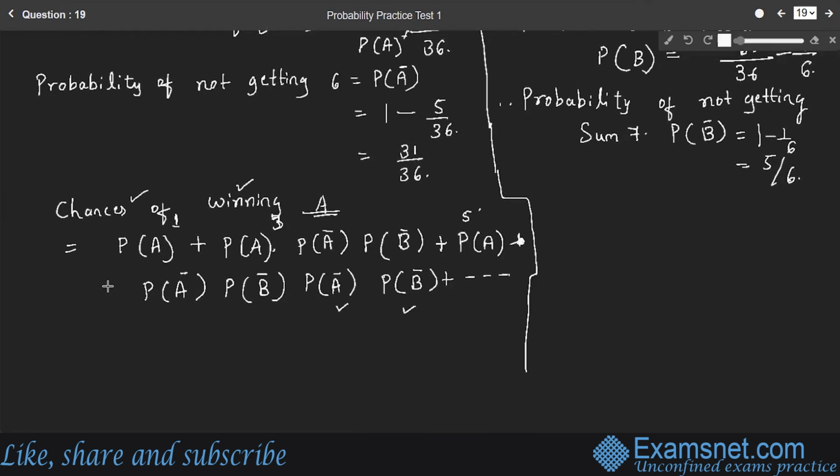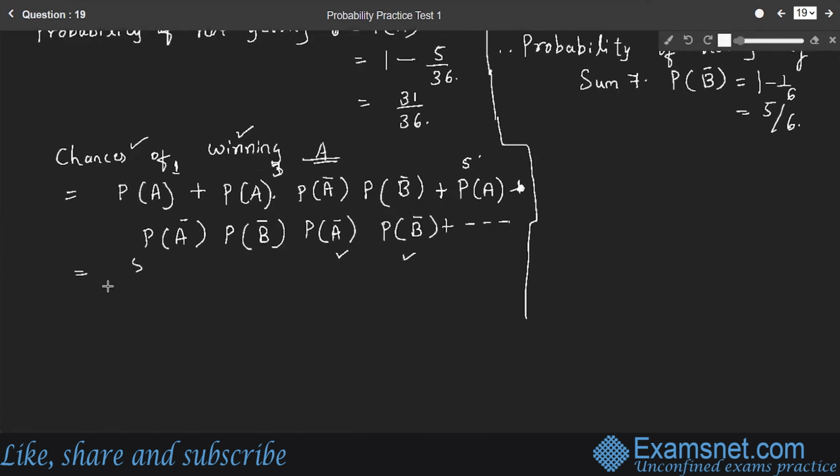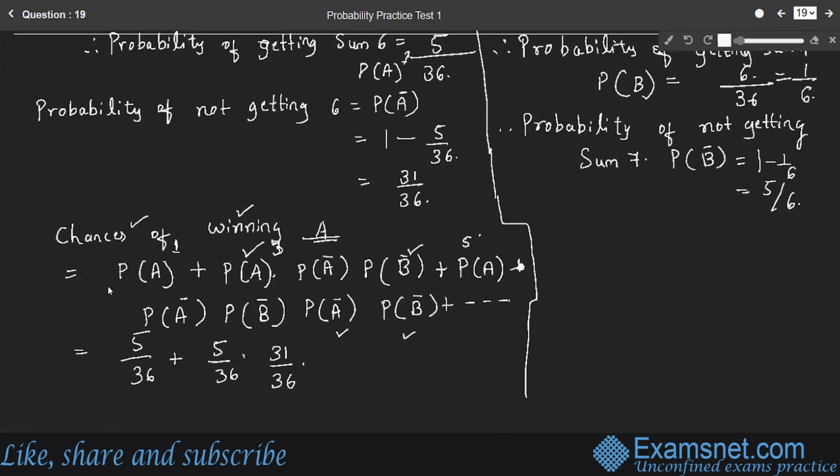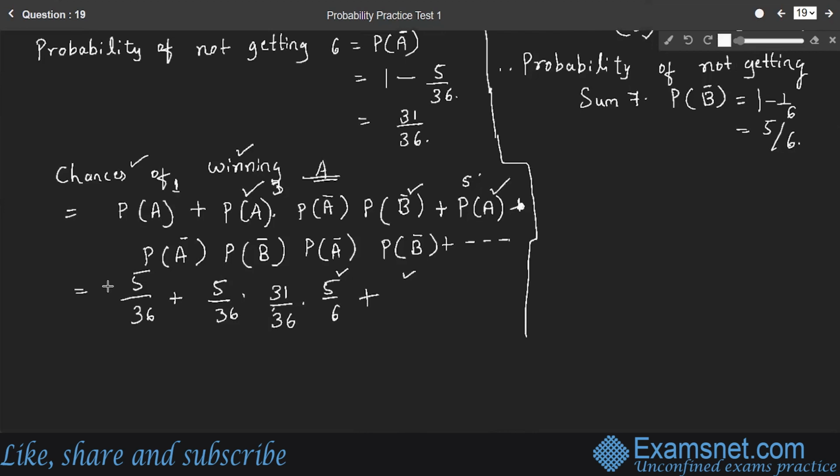So for chances of winning A, here probability of getting 6, P of A, is how much? P of A is 5 by 36. 5 by 36 plus again P of A, 5 by 36, into P of A prime, which is 31 by 36, into probability of not getting 7, right? When A gets 6, that is P of A. B doesn't get 7, so it is P of B prime. Here it is multiplied. So P of B prime is 5 by 6. Plus here P of A is 5 by 36 into P of A prime, 31 by 36, into P of B prime, 5 by 6. Again it is multiplied by P of A prime, 31 by 36, into 5 by 6, and it continues.